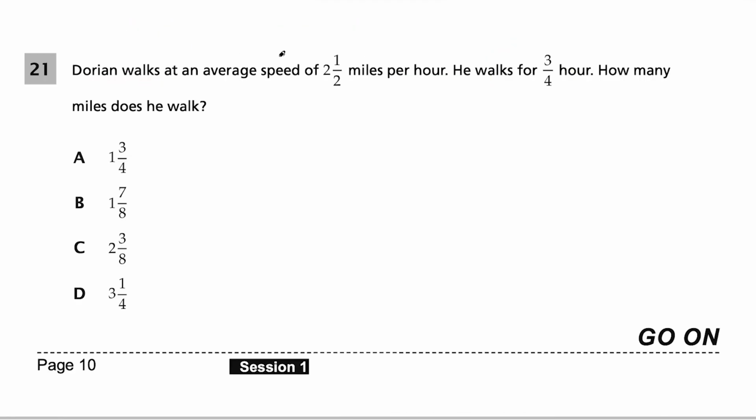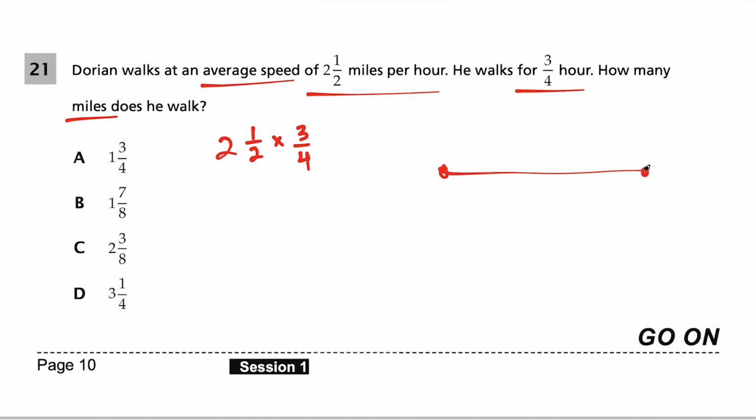Question 21, we have Dorian walks at an average speed of 2.5 miles per hour, and he walks for 3/4 of an hour. And we want to know how many miles does he walk. So for this question here, if you really just get the concept, you'll see that we're just going to multiply 2.5 by 3/4.